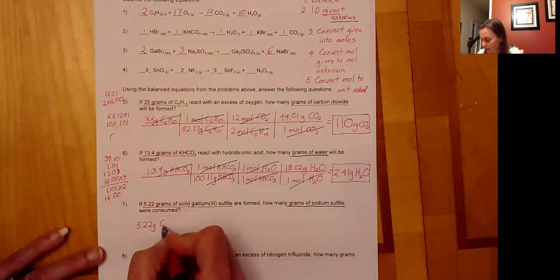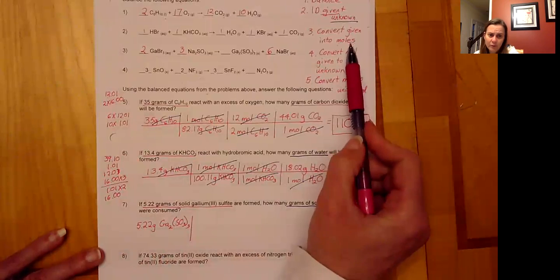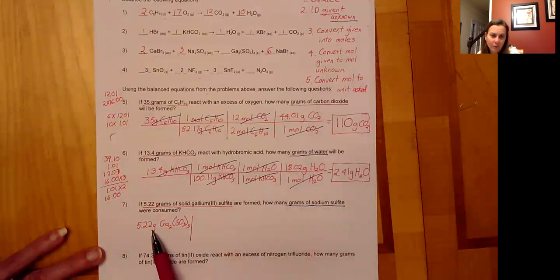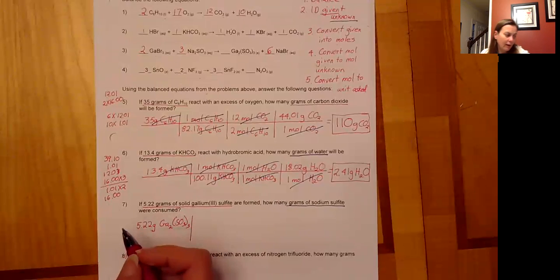So we're starting with what we know. 5.22 grams of gallium-3 sulfite, which is Ga2SO3. And I'm going to convert that into moles because I'm starting in grams, I'm going to use molar mass. Again, I'm going to do 2 times the mass of gallium, 3 times the mass of sulfur, but now the oxygen is 3 times 3, so it's going to be 9.